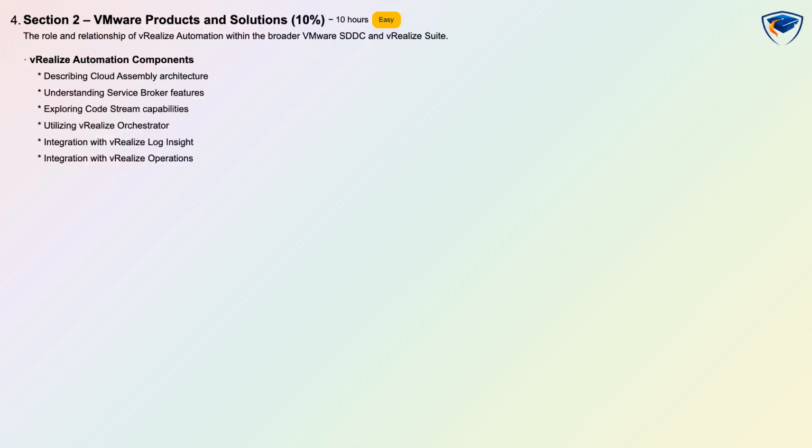Section 2, VMware Products and Solutions, is 10% of the exam, rated easy, and suggests about 10 hours of study with conceptual and scenario-based assessment. This area explains the role and relationship of vRealize Automation within the broader VMware SDDC and the vRealize Suite. You will learn the components and how they interact, including cloud assembly architecture, service broker features, code stream capabilities, vRealize Orchestrator use cases, and integrations with vRealize Log Insight and vRealize Operations. Understanding these relationships helps you design workflows and integrations that fit common enterprise deployments.